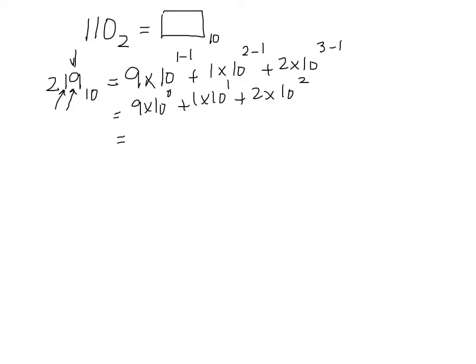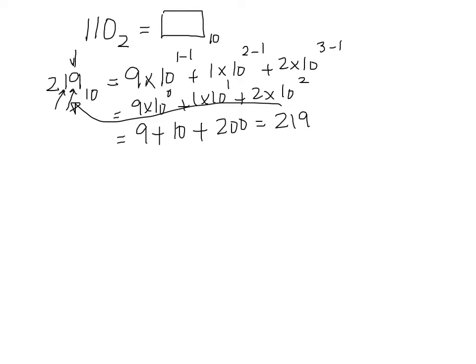So 9 times 1 is 9, plus 10 exponent 1 is 10 times 1 is 10, plus 10 exponent 2 is 100 times 2 is 200. Add them up. 200 plus 10 is 210, plus 9 is 219, which is the same number we started with.